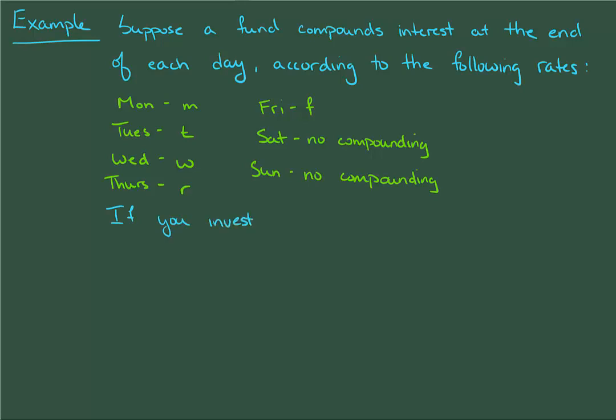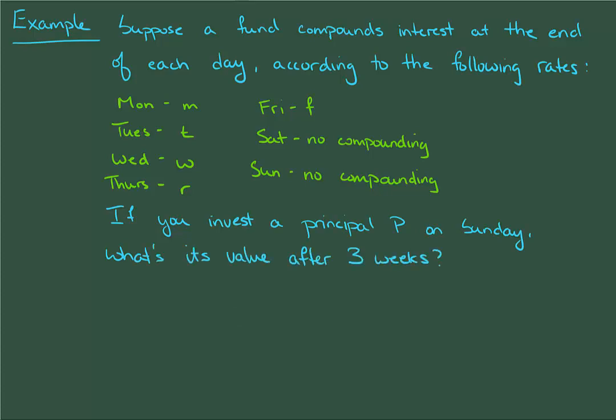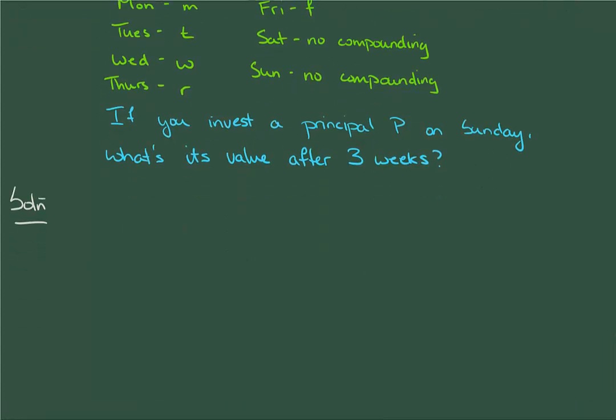So my question then is, if we invest a principal, let's say on Sunday, the beginning of the week, then how much money do we have after 3 weeks? You can see that this is weird and it's not something that we've normally encountered, but we should be able to figure this one out.